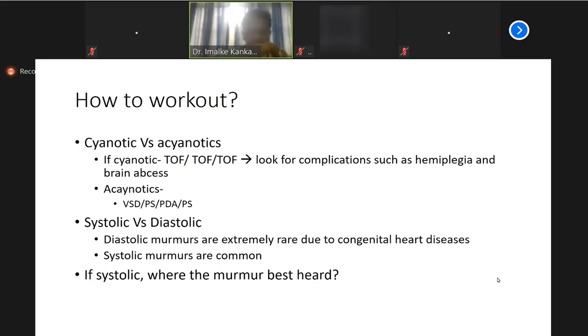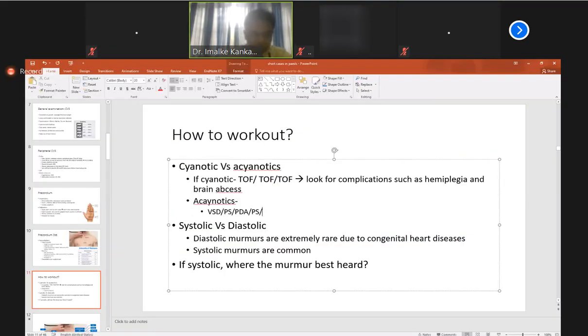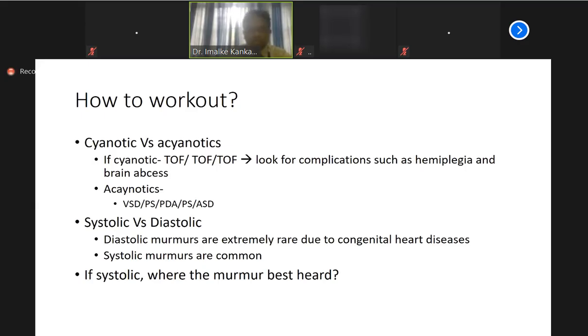I'm going to discuss only important questions, otherwise I don't have time. So, acyanotic, cyanotic. If it is cyanotic, it is tough. If it is acyanotic, PS, PDA, VSD and ASD have to be considered. ASD also. When I was a medical student, if I did not hear anything, the diagnosis I would give the examiner was ASD. That is something where you don't get many physical signs. But PS, you will hear a very good murmur.